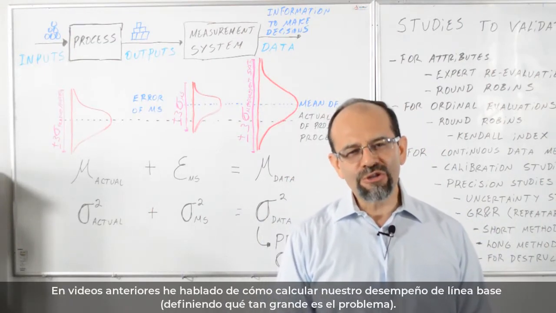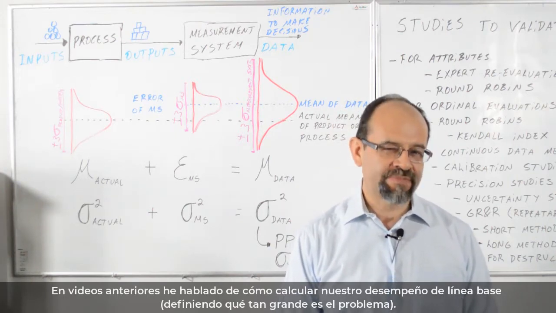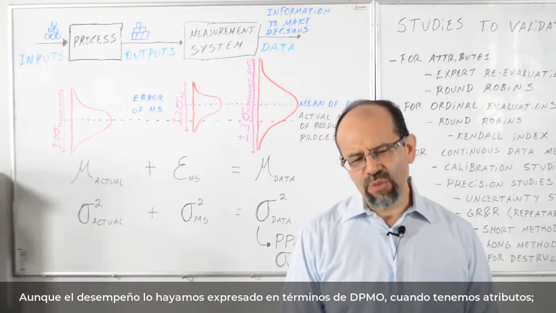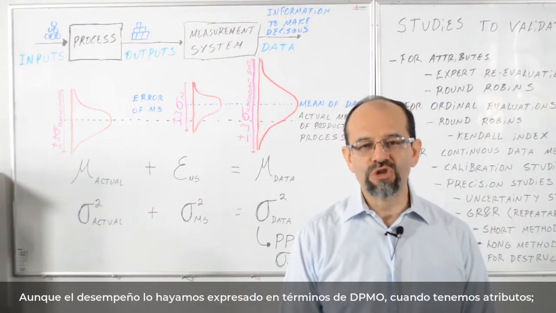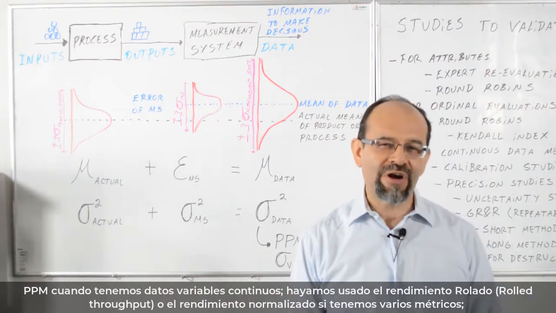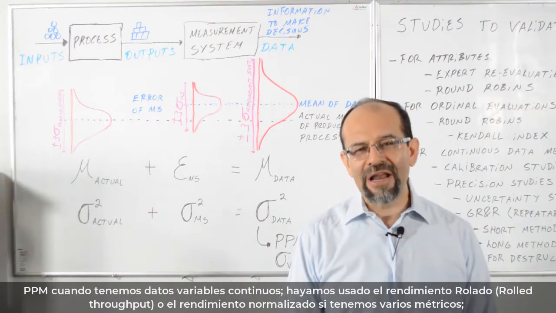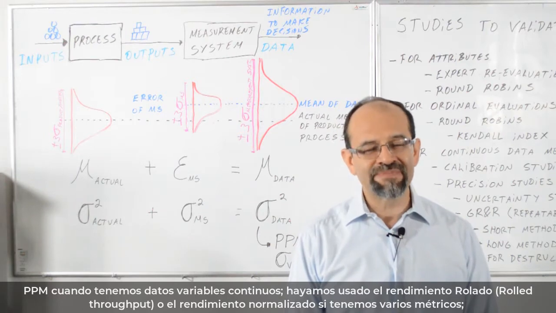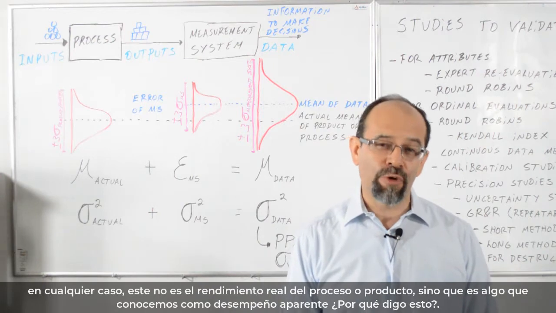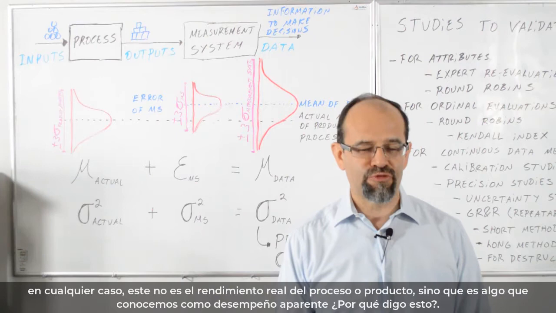In previous videos, I have talked about how to calculate our baseline performance, defining how big the problem is. But that performance that we have calculated can be using DPMO when you are having attributes, PPMs when you are having continuous variable data, or also you can use the raw throughput yield or normalized yield when you are having several metrics. In any case, that is not the real performance of your process or product, but that is what is called the apparent performance.